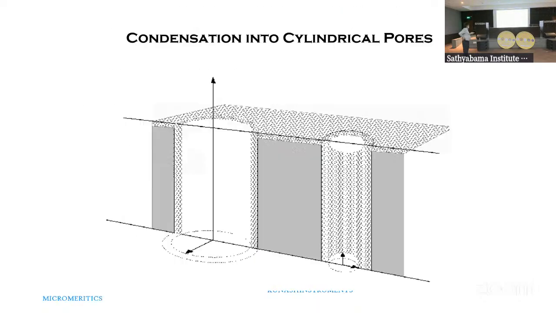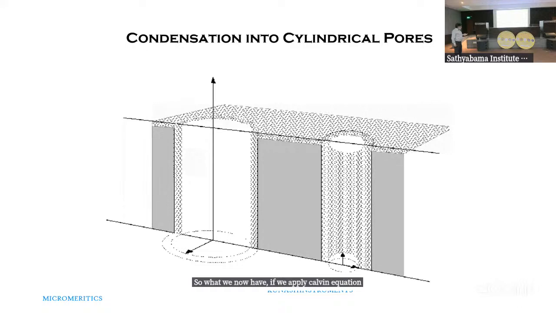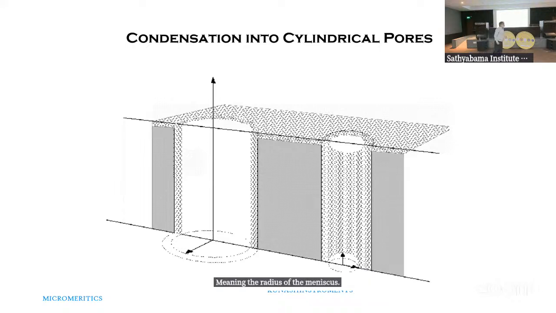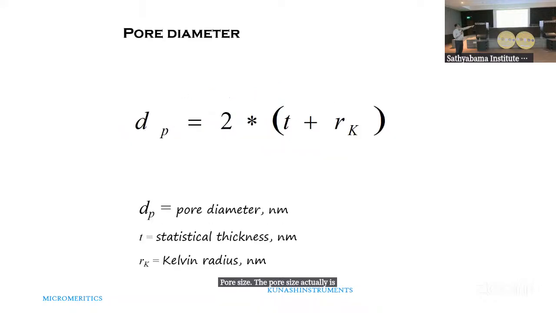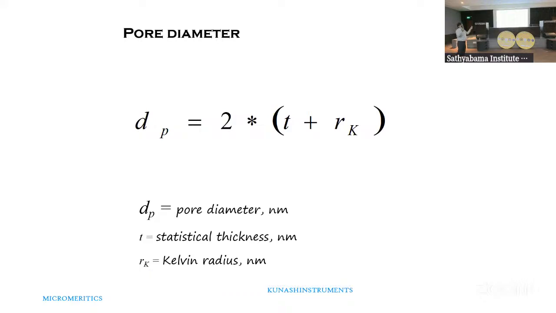Kelvin related this radius to the pressure. At this pressure, this size of radius will fill with the condensate. Okay, we'll have the condensation. So if we apply the Kelvin equation, we can find the radius of this pore liquid, meaning the radius of the meniscus. That is not the pore size. The pore size actually is RK, which is the core radius, plus the thickness of the layer that was pre-adsorbed before this condensation took place. And since it is happening on both sides of the wall, the factor of 2.